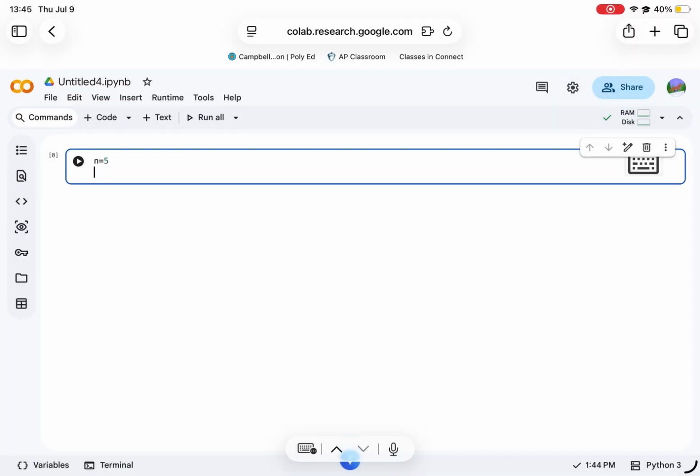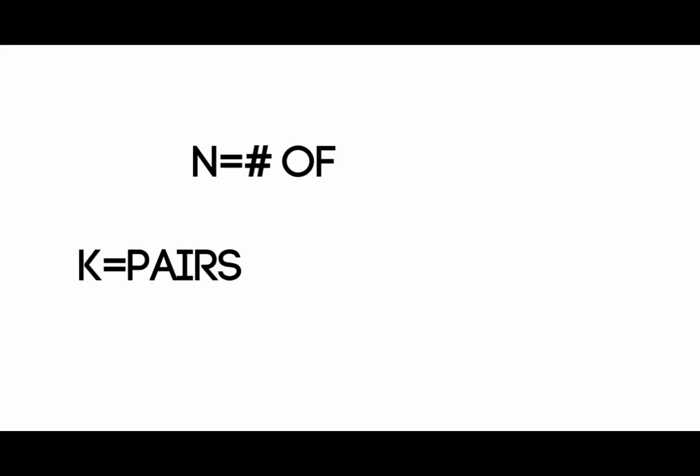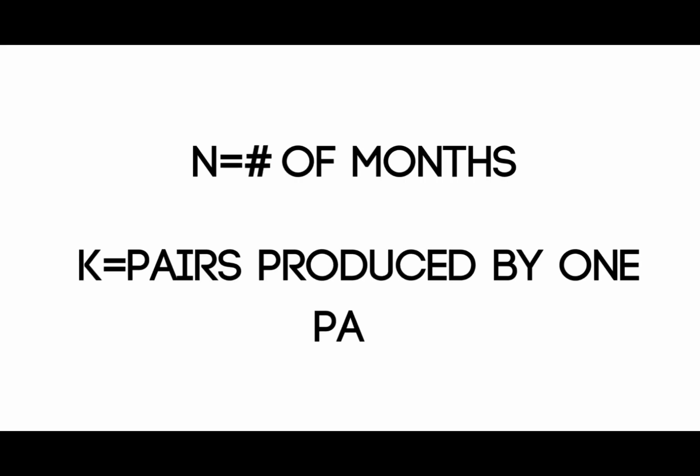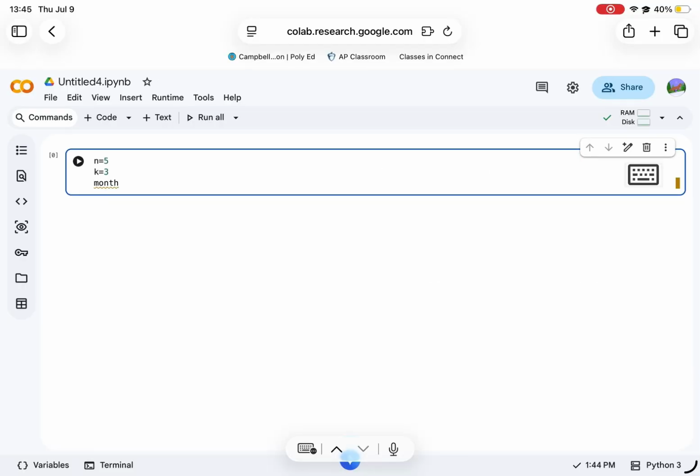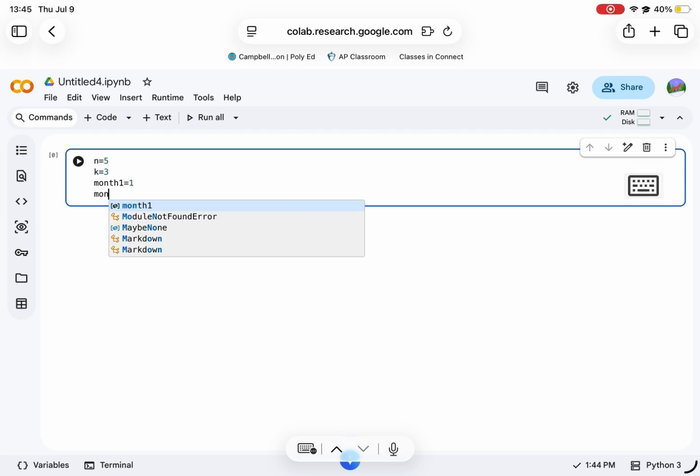N equals 5, k equals 3. Here, n is the number of months we're simulating. K is the number of new rabbit pairs each mature pair produces every month. Next, we initialize the first 2 months, or the base case. Month 1 equals 1, month 2 equals 2. These are our known starting populations.